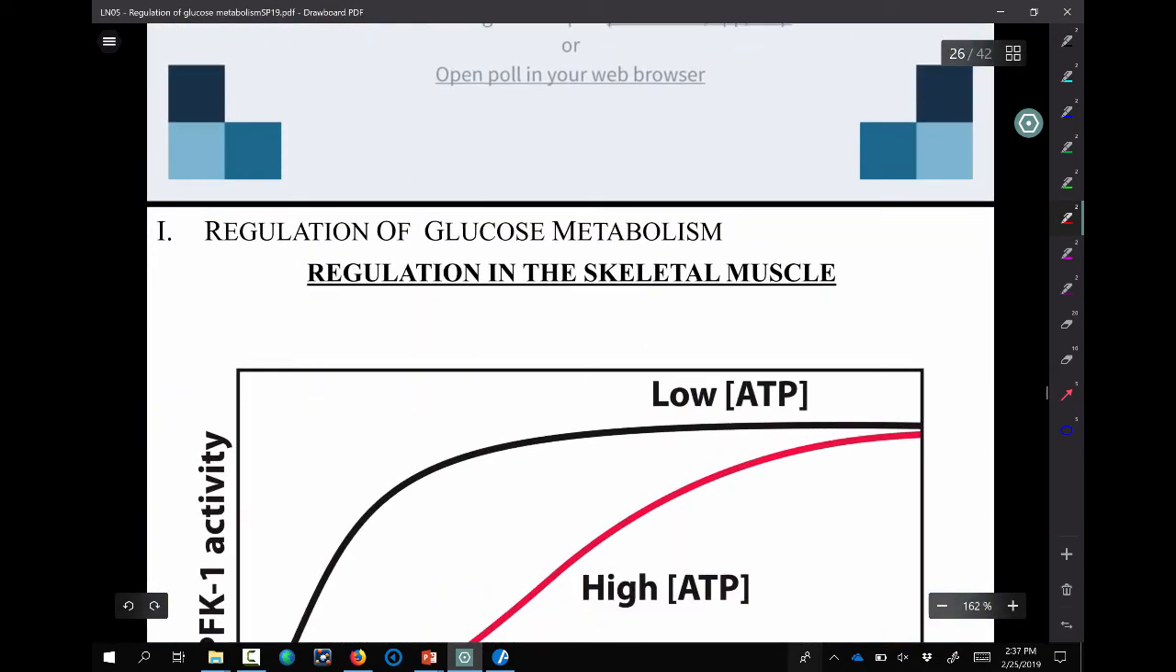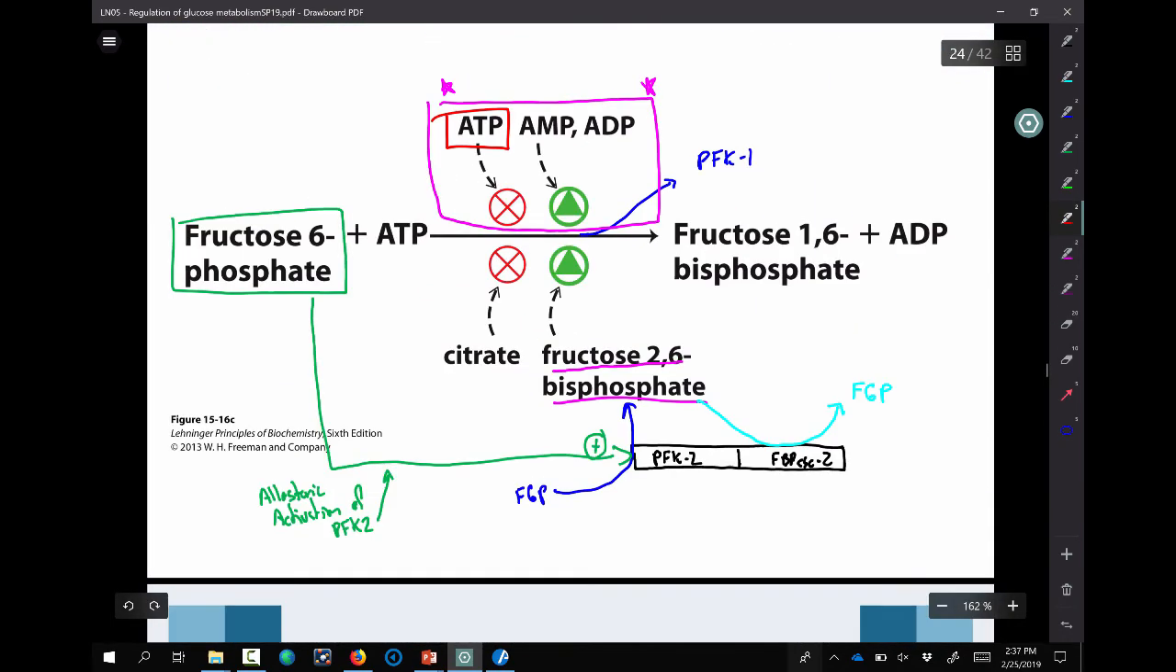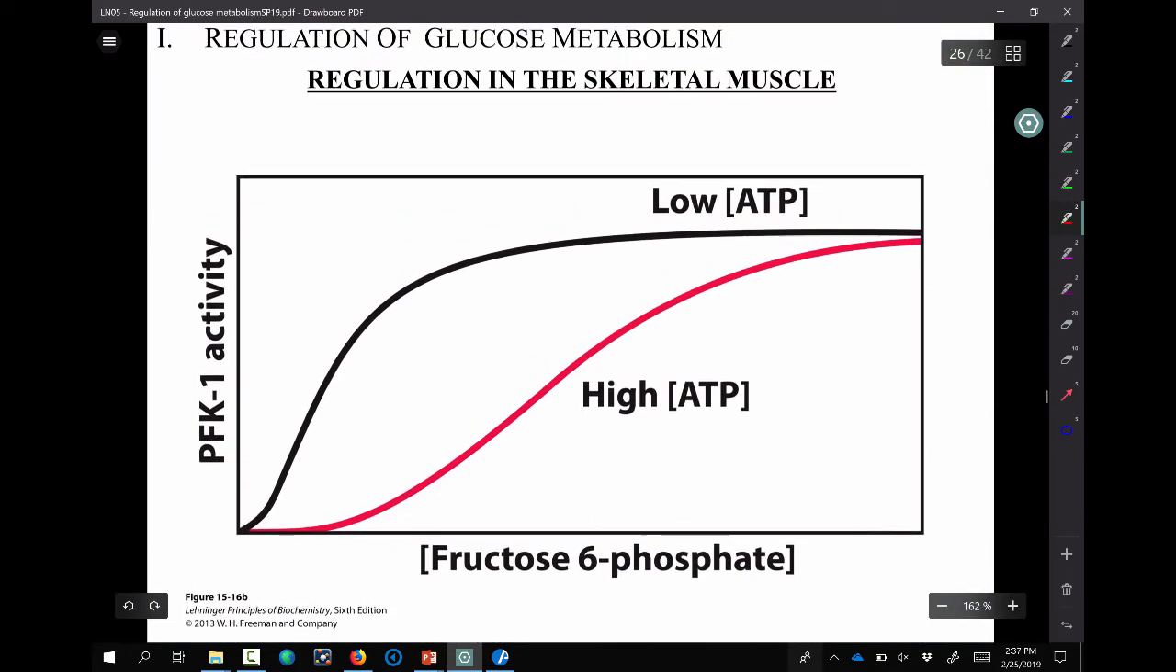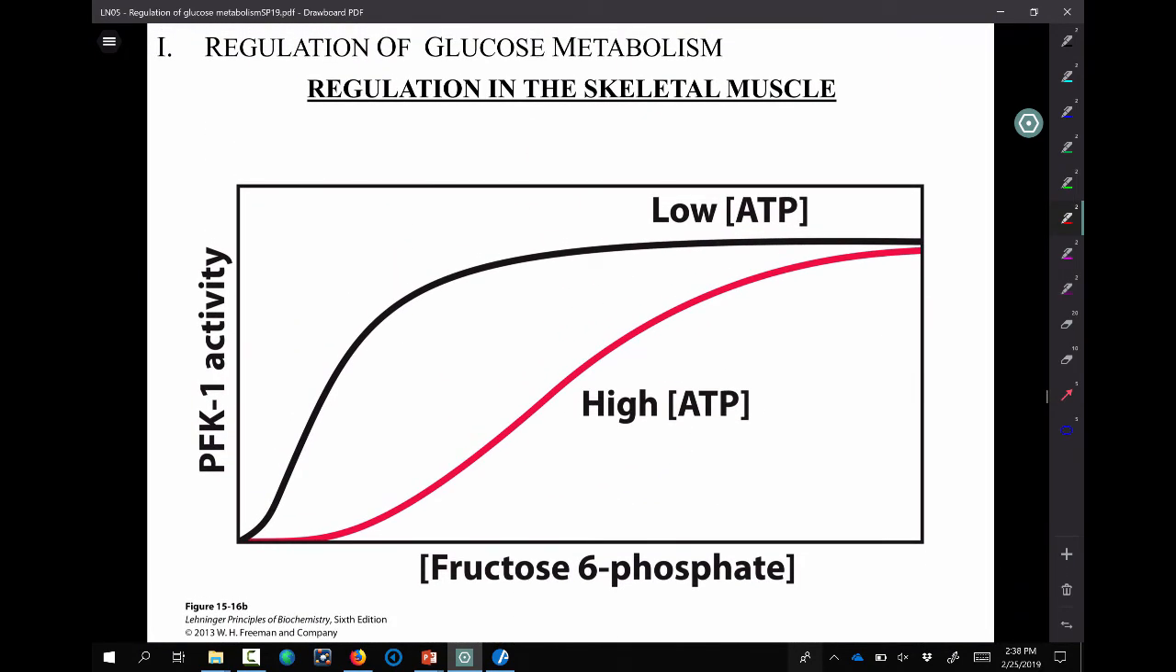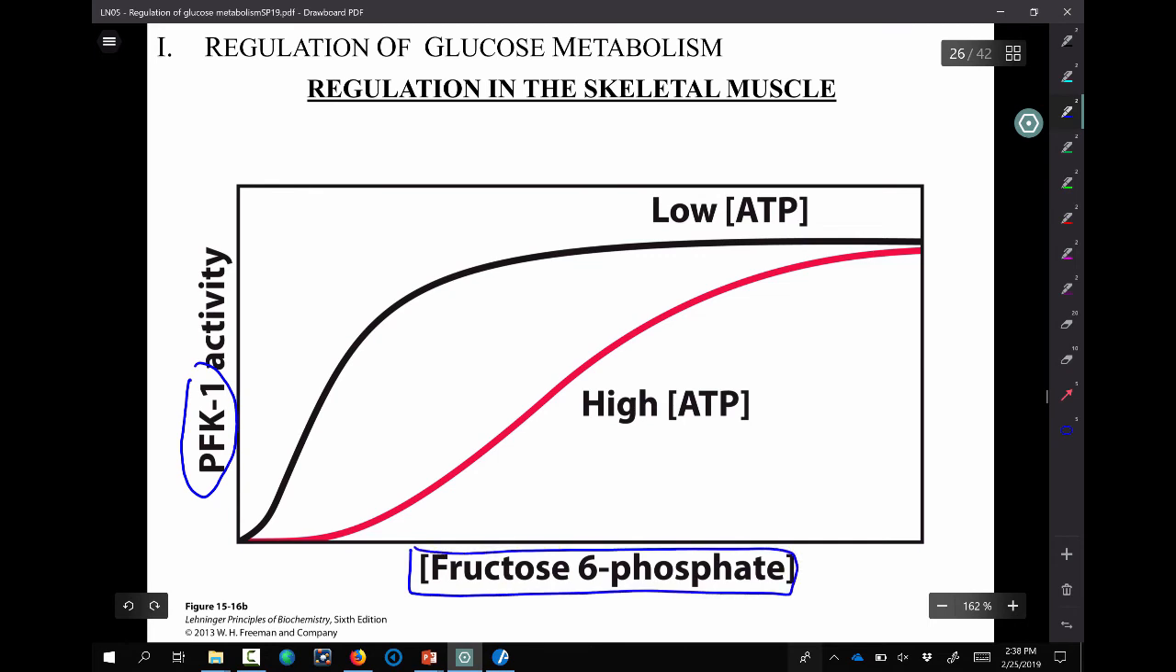ATP actually, okay, is an inhibitor. Actually, we go to this slide here. There we go. It is an inhibitor of PFK1 activity. Okay, and here's a graph that's in your book showing this relationship. So we have PFK1 activity versus its substrate, fructose 6-phosphate. Now remember, this enzyme catalyzes this reaction. I'll go ahead and write it up here. Fructose 6-phosphate plus ATP goes to fructose 1,6-bisphosphate plus ADP.